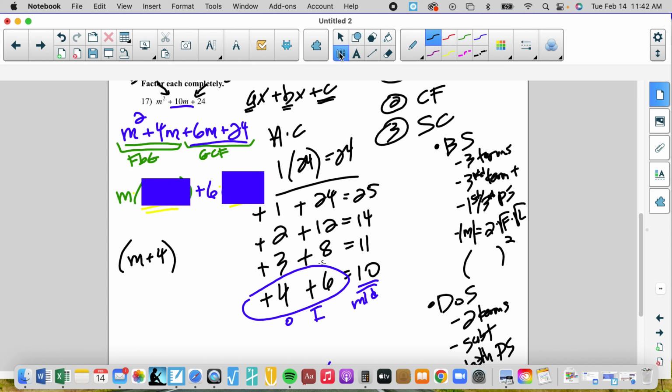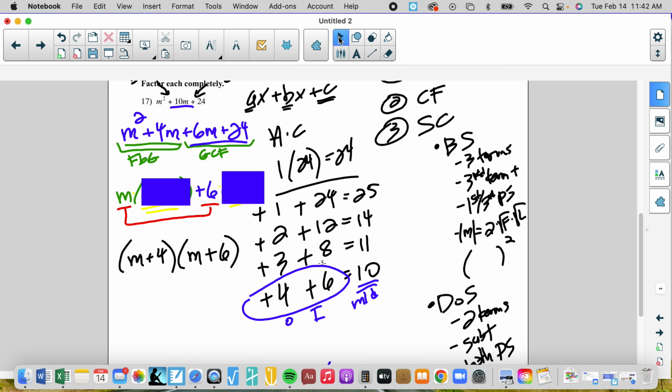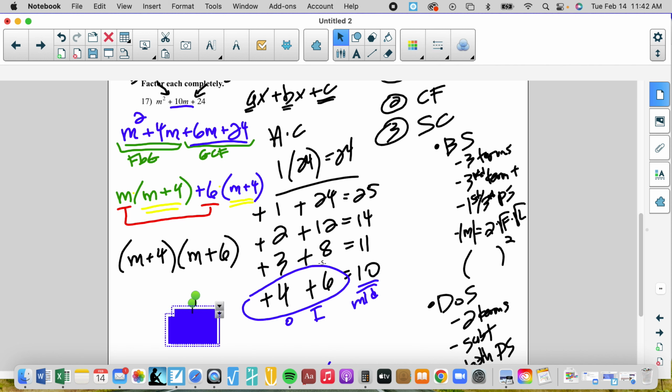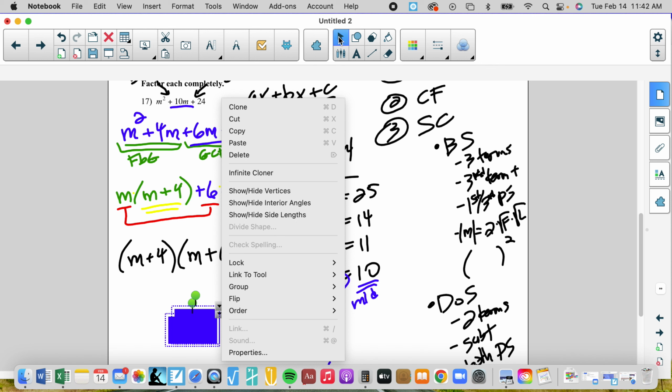Anybody see that? You see what we're left with? We're left with m plus 6. And that's going to be my other binomial. Kind of cool, right? Hopefully you see the logic of that. And that's what A times C is.